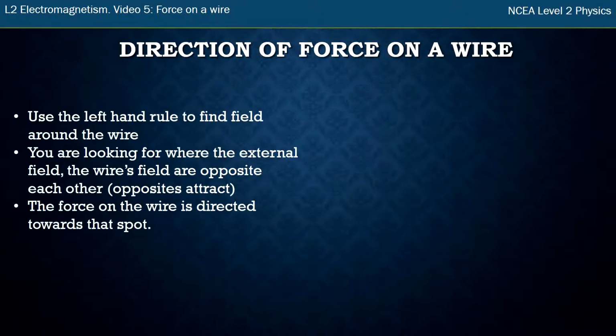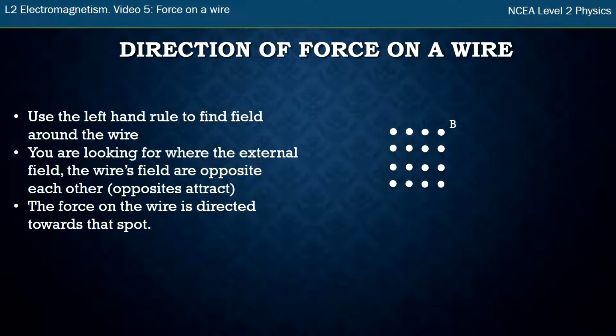When we're dealing with the direction, first of all, we use that left-hand rule to find the field around the wire. Then we're looking for where the external field, for example the bar magnet's field, and the wire's field are opposite each other. Because we know that opposites attract, the force on the wire is directed towards that spot we just found. It sounds a little bit complicated, so let's do a couple of examples to work that through.